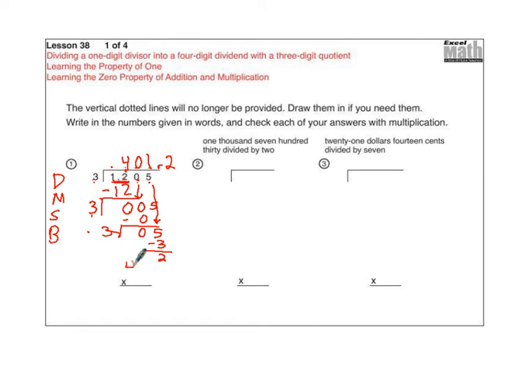Then I'm going to check my problem down here by doing 401, my quotient, times my divisor. 1 times 3 is 3. 0 times 3 is 0. 4 times 3 is 12. Then I add my remainder, and I should have the dividend after I do this, and it does match up, so I'm feeling pretty good about my answer.